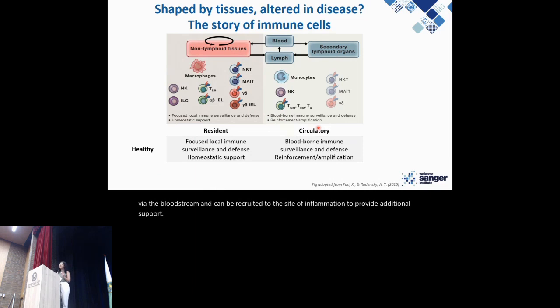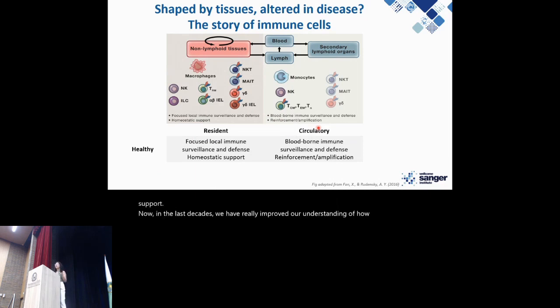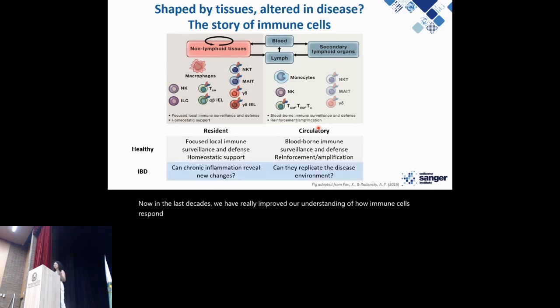Now, in the last decades, we have really improved our understanding of how immune cells respond to local signals. But for chronic conditions such as IBD, it is unclear whether this ongoing inflammation results in new transcriptional changes. And in the case of circulatory cells, to what extent they have the same functional capacity and can mimic the disease environment. This is particularly relevant for biomarker discovery and also personalized medicine because blood represents an easily accessible tissue.